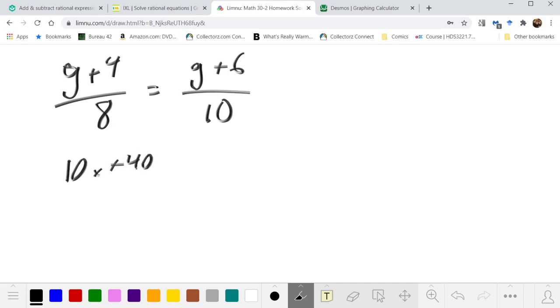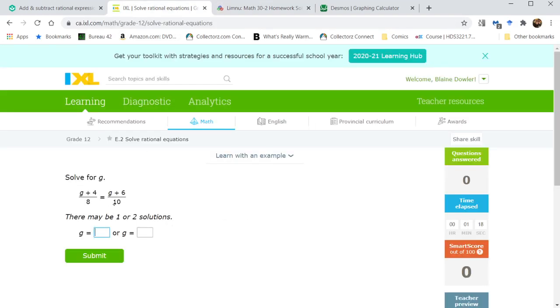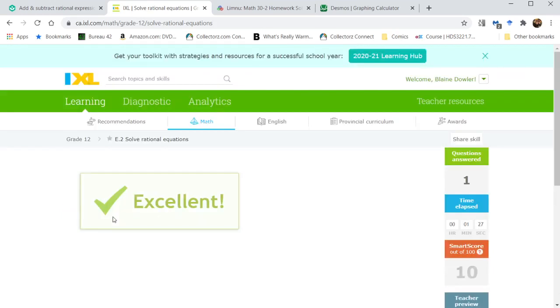10G plus 40 equals 8G plus 48. I wrote X, but I meant G because these are G's that we have here. Gives us 2G equals 8, or G equals 4. So we only have one solution. We have no extraneous roots because there are no variables in our denominators.